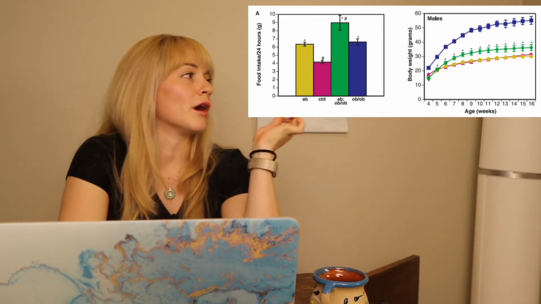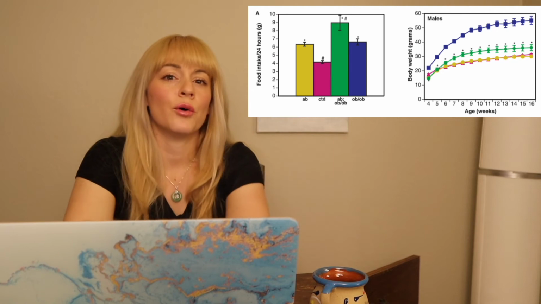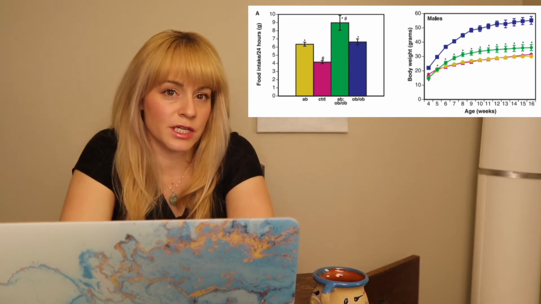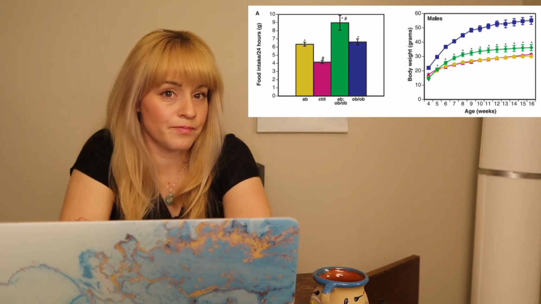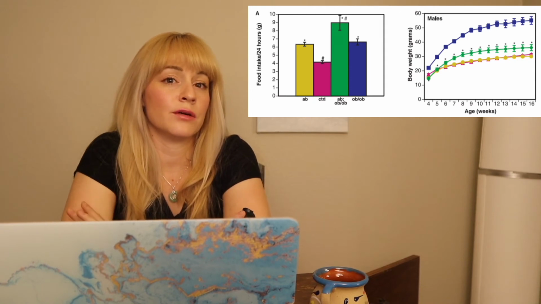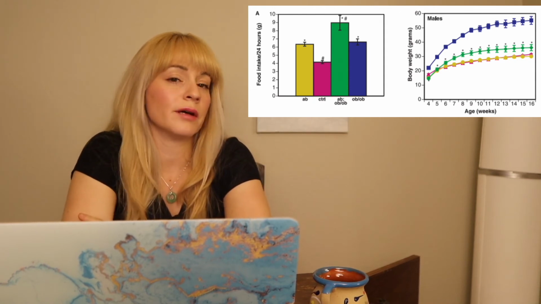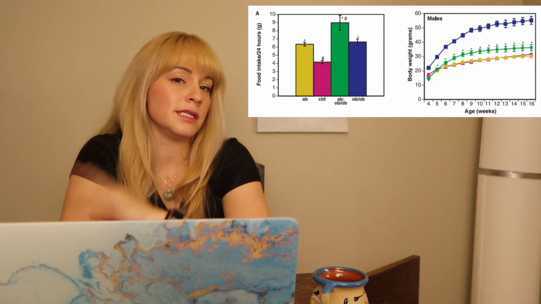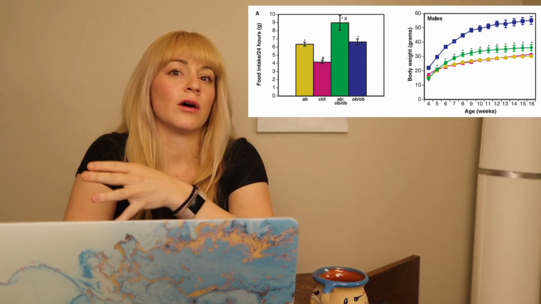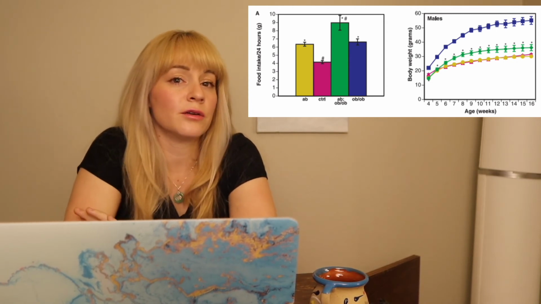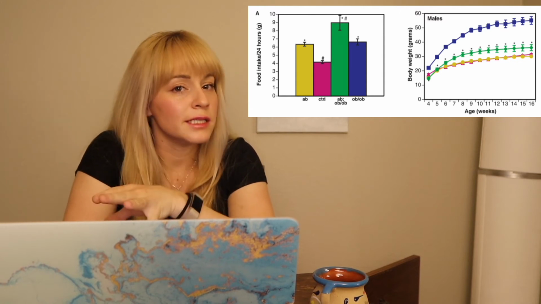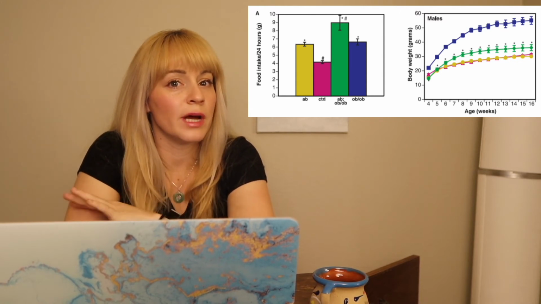Now, the blue bar represents mice with a functional SCD1 gene and no leptin. We can see they are eating more than control, about the same as the yellow SCD1 deficient mice, and although they are eating less than the green, which are the leptin and SCD1 deficient mice, they weigh much more.